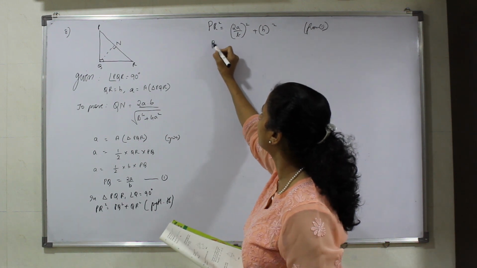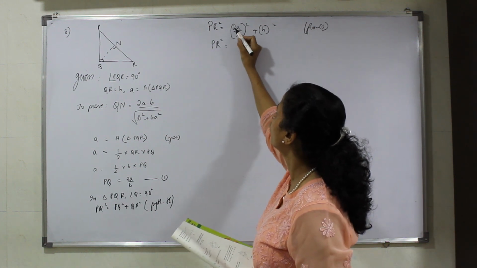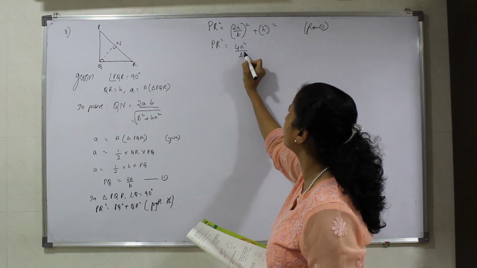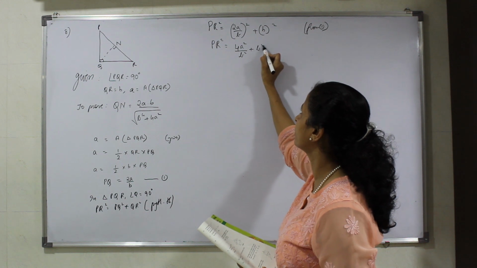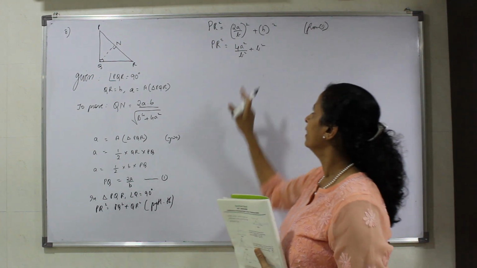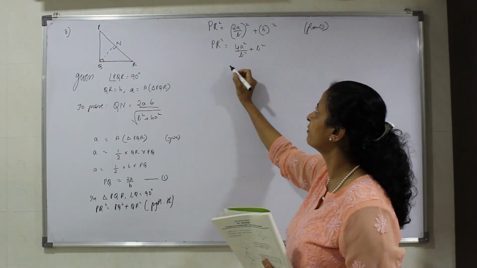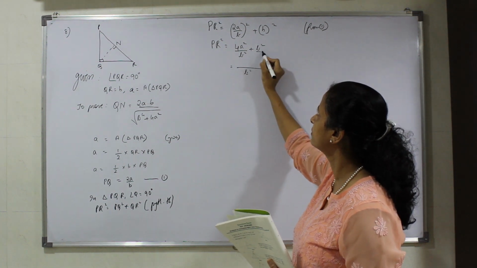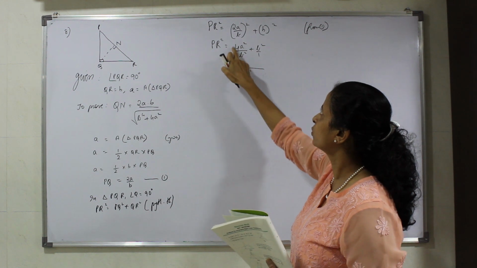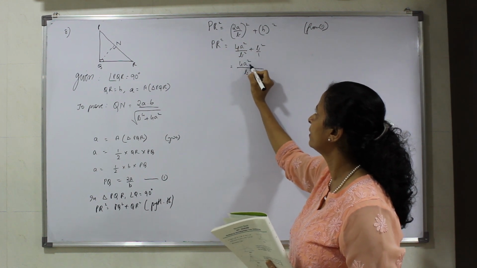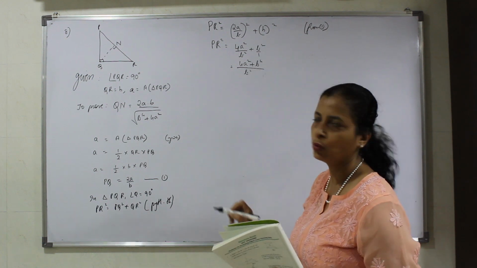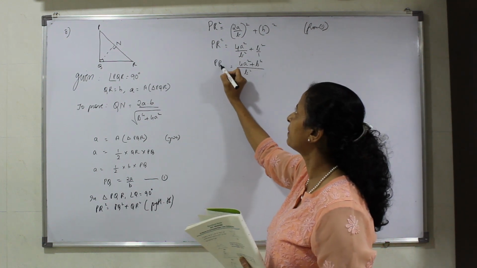And so opening it, we have PR square is equal to 4a square upon b square plus b square. This being a fraction and this not being a fraction, you take an LCM as b square. And so this is 4a square plus b square into b square, which is b raised to 4. So this is the answer for the PR square.